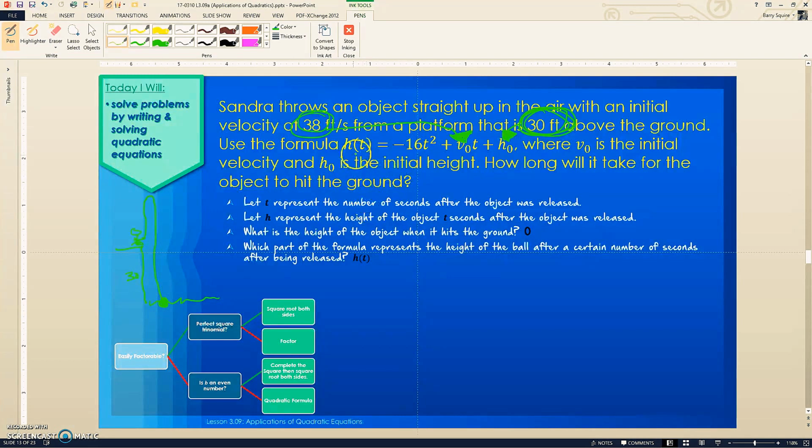So we want to know what that height is. We want to know what t has to be so that h of t equals 0. So we're finding the roots, or the zeros. So we're going to start by saying 0 equals negative 16t squared plus 38t plus 30. Okay. Now our decision tree. Is that easily factorable?